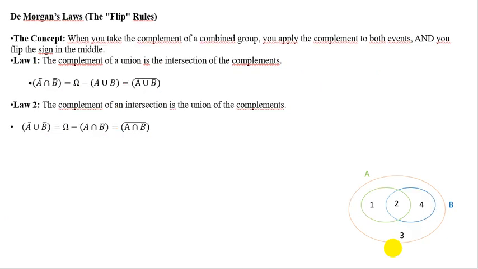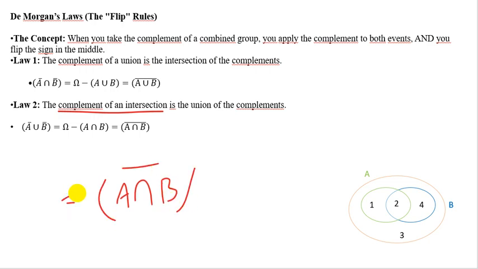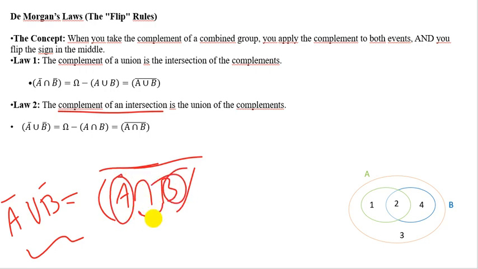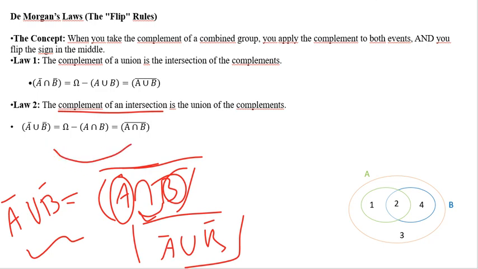The second law says that the complement of the intersection A inter B is the union of the complements. So it is A bar union B bar. What we do here, we take the complement of each one and we reverse this sign. So it is the complement of A union the complement of B. So let's explain how we got this. We start from here.